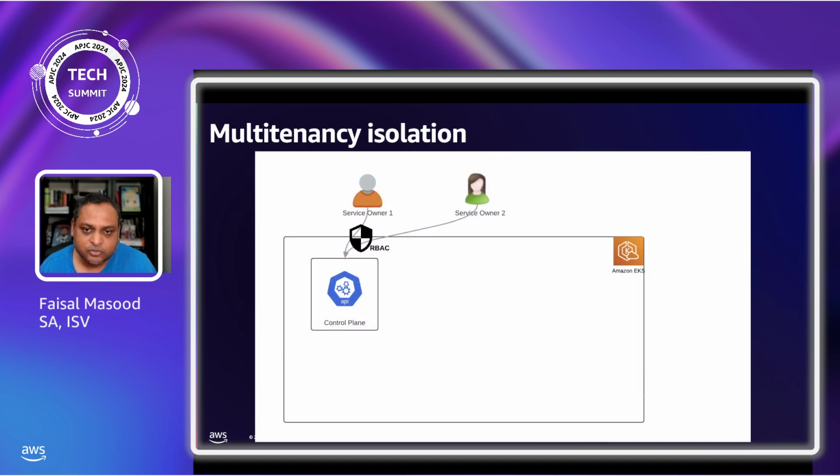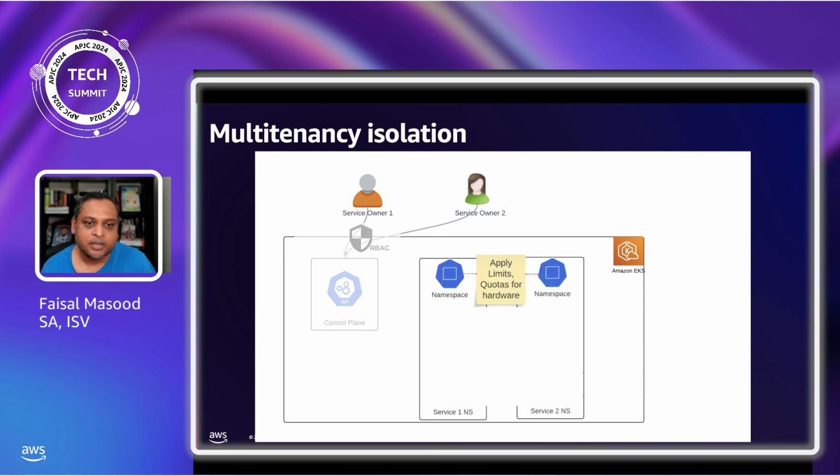In the spirit of understanding a bit more, when we talk about soft isolation, there is isolation at multiple levels. The number one isolation is the control plane level. The control plane has a cluster API, for example the API server, and the control plane is shared in EKS, for example. So multiple service owners will have limited access to the control plane, and we control it via RBAC. That's the number one level of isolation. Then we'll apply limits and quotas for hardware distribution at the namespace level. That's the second level of isolation.